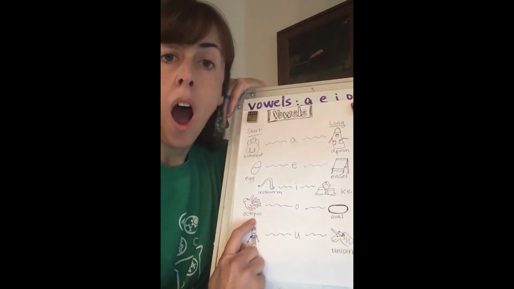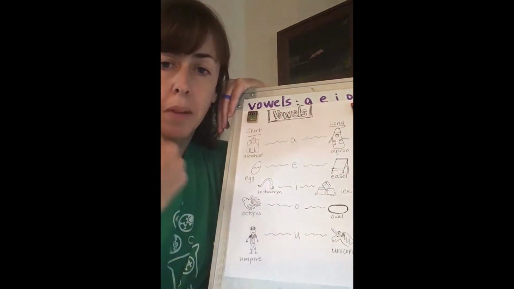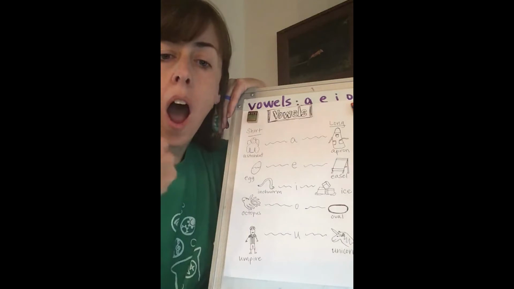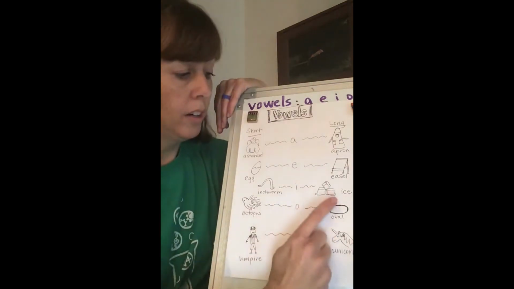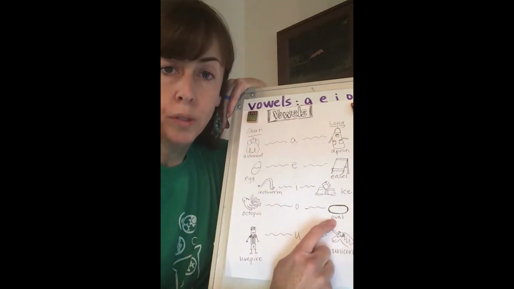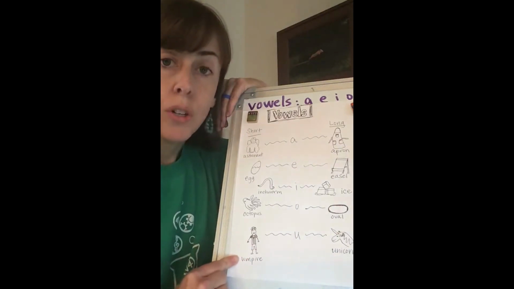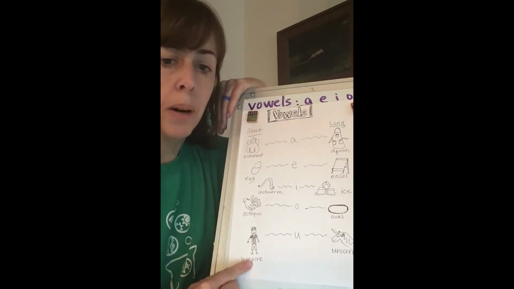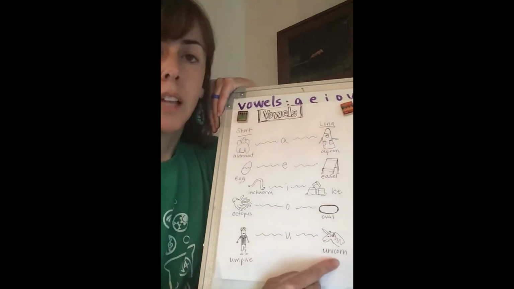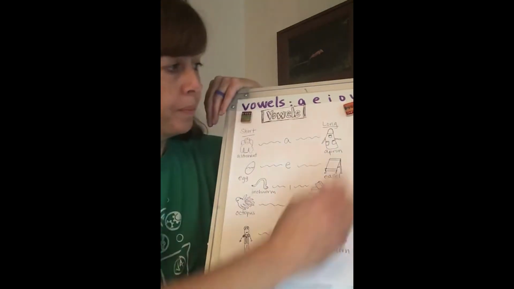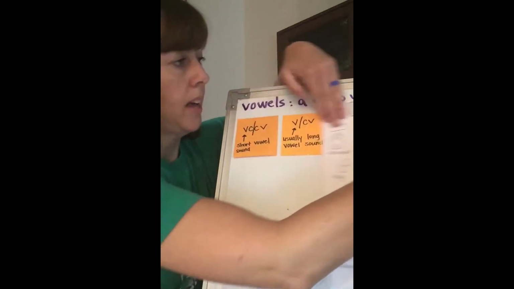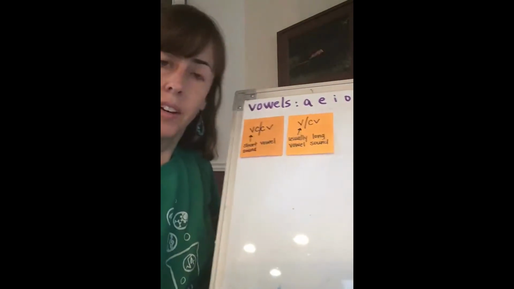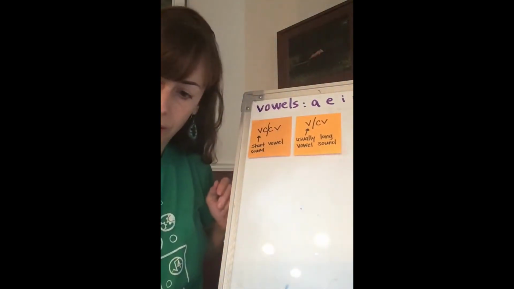Short O, like octopus. Your mouth is really wide. Say that sound. And long O, like oval. Then we have short U, like you got hit in the stomach. Umpire. And long U, like unicorn. All right, so now let's figure out some bigger 4th and 5th grade words.